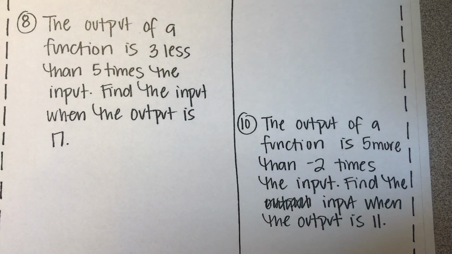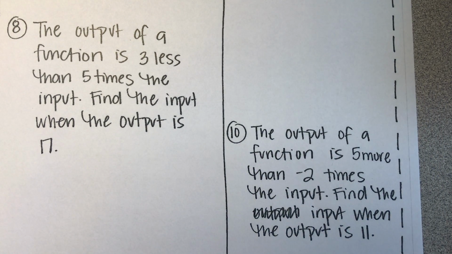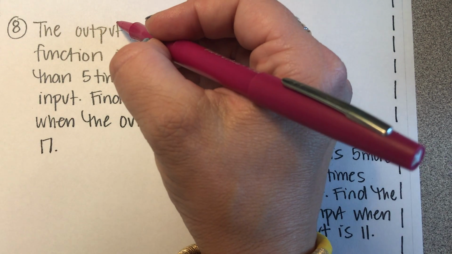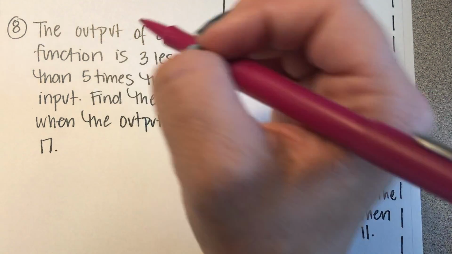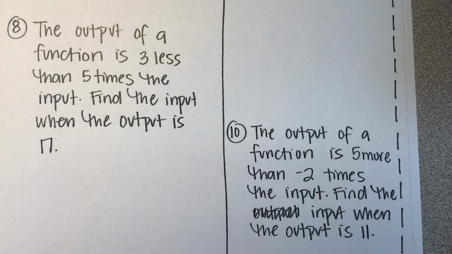Okay, so let's look at a couple word problems and we'll try to translate these words into equations. It says the output of a function is 3 less than 5 times the input. Find the input when the output is 17. Okay, if you are like, what is happening? So the output of a function, so output is y, is 3 less than 5 times the input.